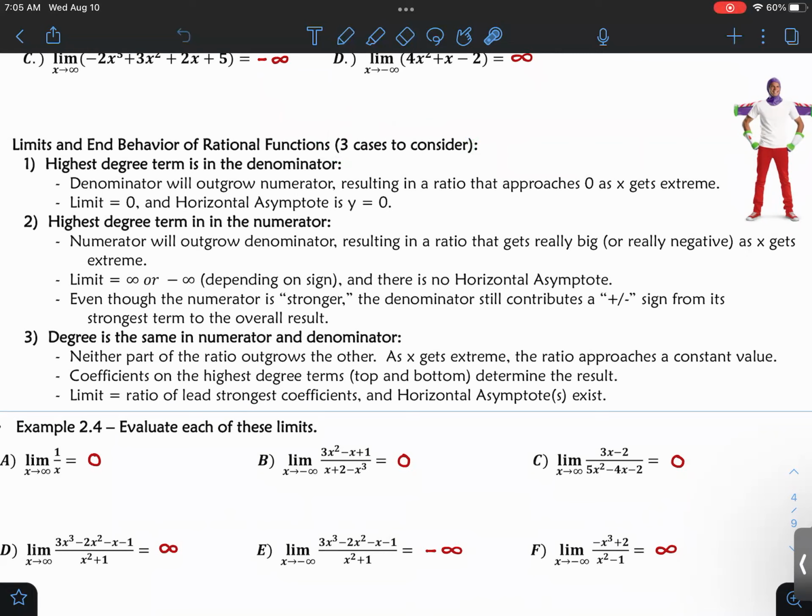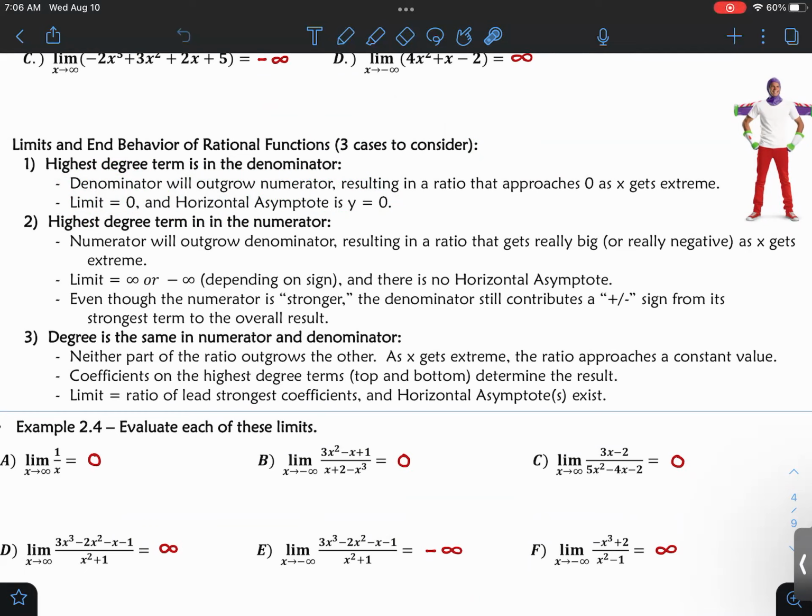The first case, again, you're looking for the highest degree term or terms within the entire fractional function. If that highest degree term lives in the denominator, that means the denominator is going to outgrow the numerator. And of course, in a fraction, if the denominator is super big compared to the top, you're getting results that are close to 0. So naturally, we would say the limit of these functions as x gets big is 0. And you can also then conclude that there's a horizontal asymptote at y equals 0.